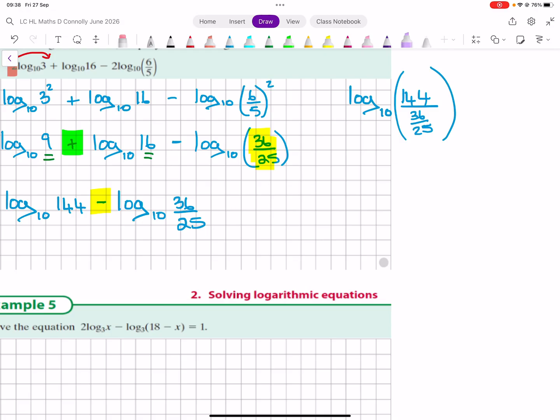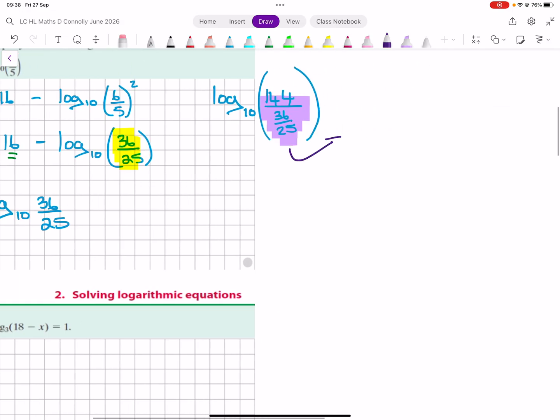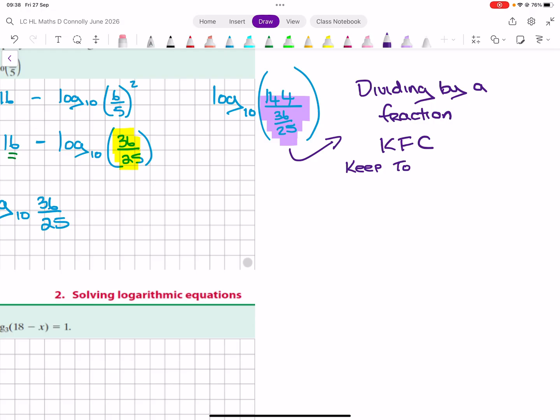I don't know if we came across this yet, actually. Dividing by a fraction. It's a Junior Cert thing, but we just haven't come across it. So when you're dividing by a fraction, we KFC. So we keep the top, we flip the bottom, and we change divide to multiply.